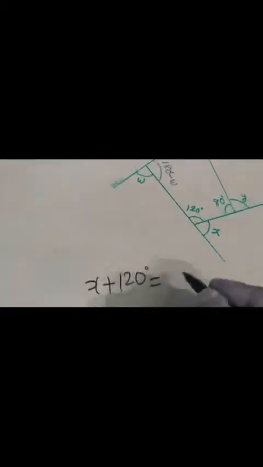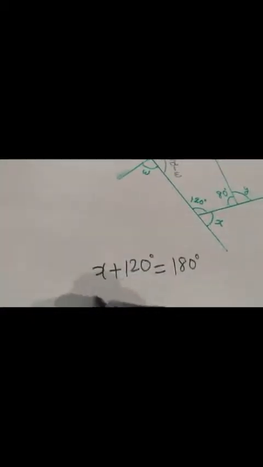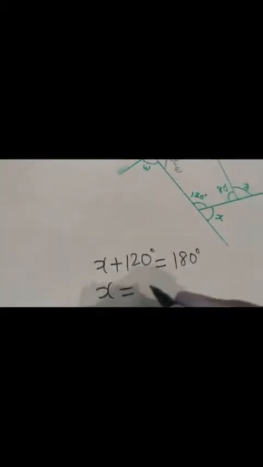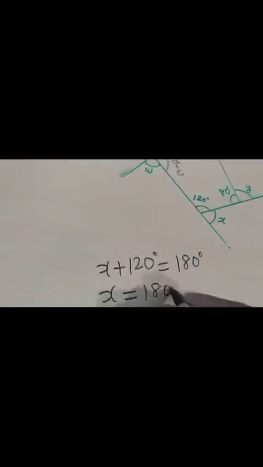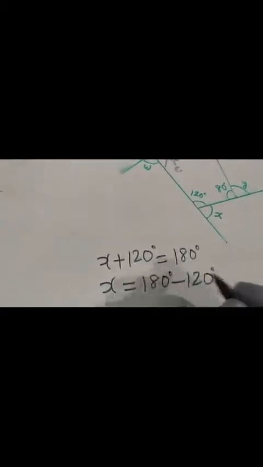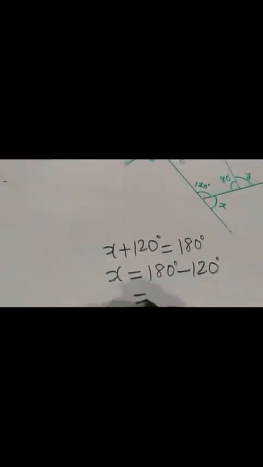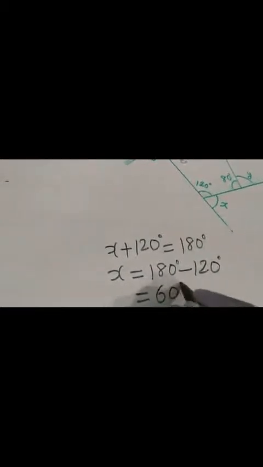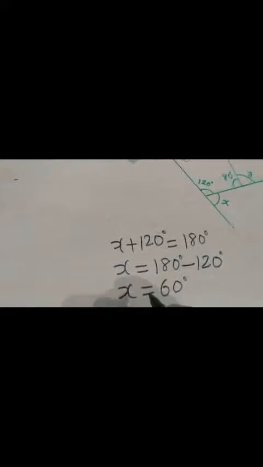Okay. So you can see this angle is a straight angle. So x plus 120 is equal to 180 degrees. Clear? Or you can write 180 degrees minus 120 degrees, this is equal to 60 degrees. The value of x is 60 degrees.